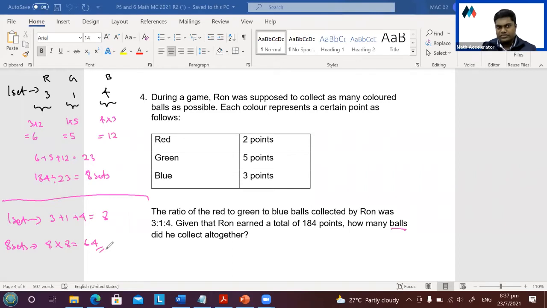That's your answer. So for this question, if you really want to take 8 times 3, then get 24, then 8 times 1, which is 8, then 8 times 4, which is 32, and add up, I'm fine with it as well, but I think it's better to do this.